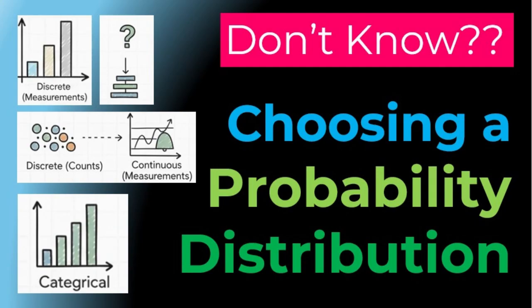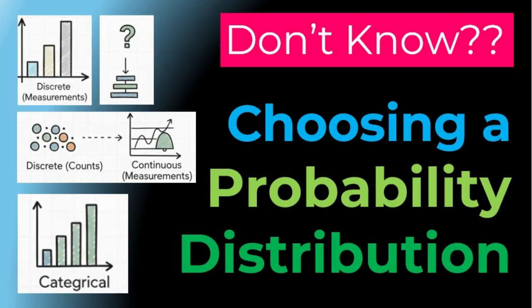Hey everyone, you ever stare at a spreadsheet just packed with numbers and wonder, what on earth is this data trying to tell me? Well, if you have, you are in exactly the right place. Today, we're going to unlock a really powerful technique, how to choose the right probability distribution so you can find those hidden patterns in your data. Honestly, it's the key to making much smarter predictions.